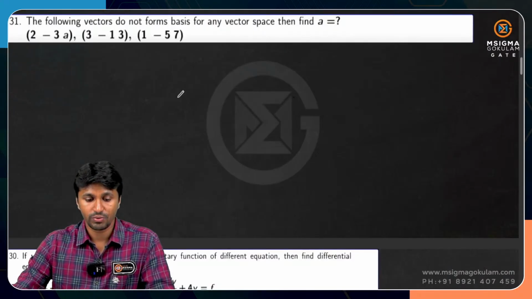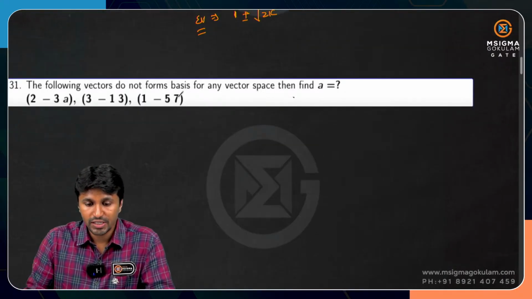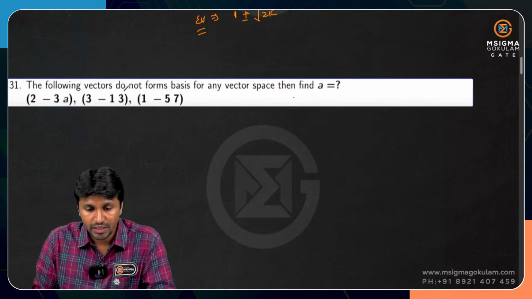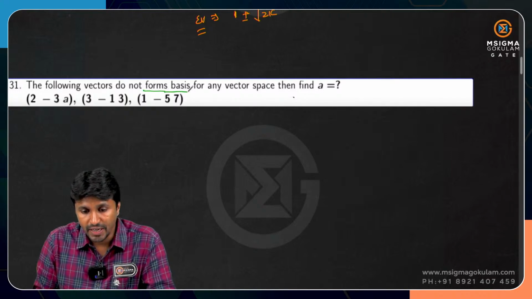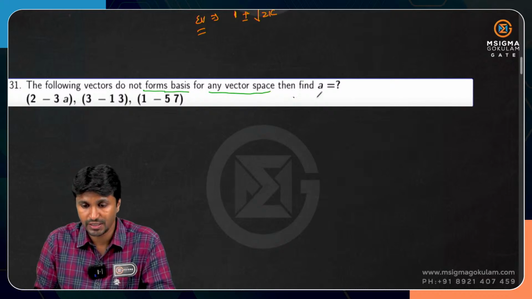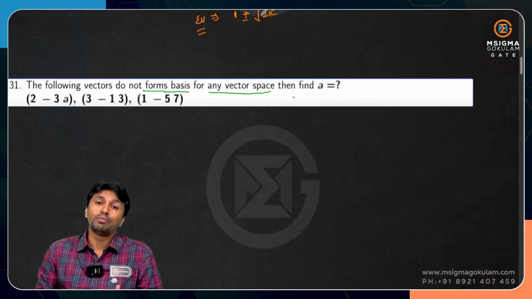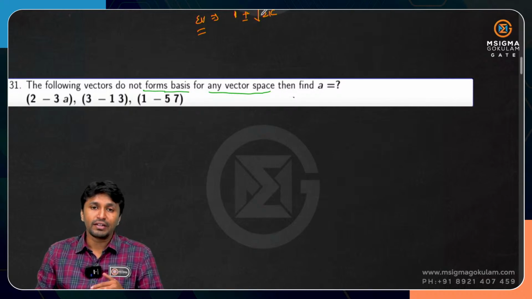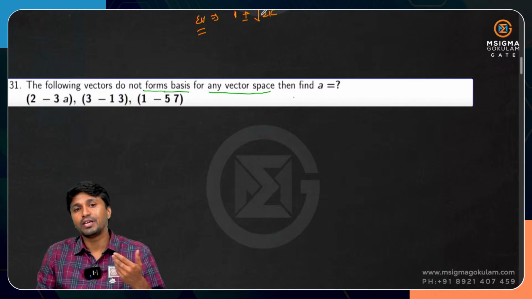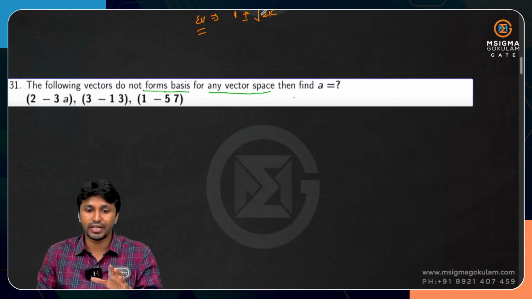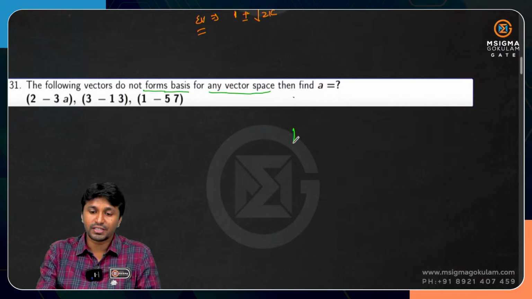Now look at the next question. What is he asking to calculate? The following vectors do not form a basis for any vector space. For a set of vectors to be basis vectors of a vector space, they have to be linearly independent. Here they have told that the vectors do not form a basis, so therefore these vectors are linearly dependent, in the sense that the determinant of these vectors is equal to 0.